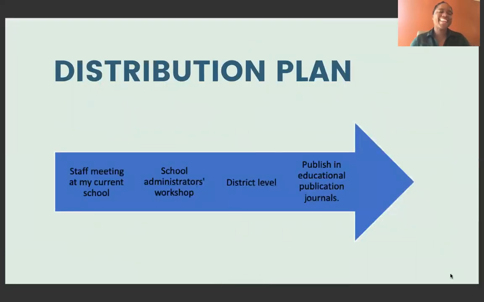So my plan: first, I'm planning to share these findings with my staff at my current school. It is my hope to get the opportunity to share these findings also at different school administrators' workshops. And I'm reaching out to my district to see if we can get the opportunity to also share this on a district level. I also aspire to publish my findings in educational publication journals.